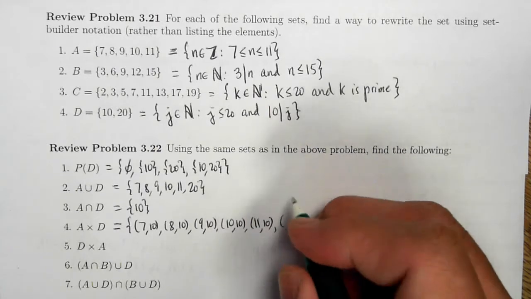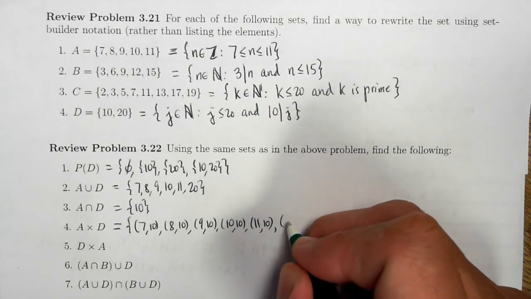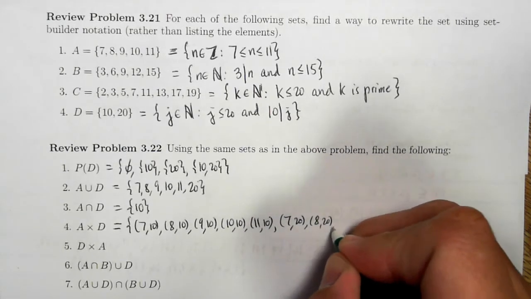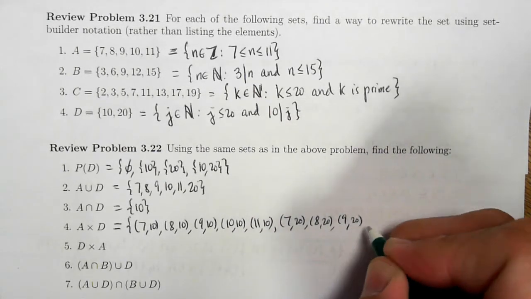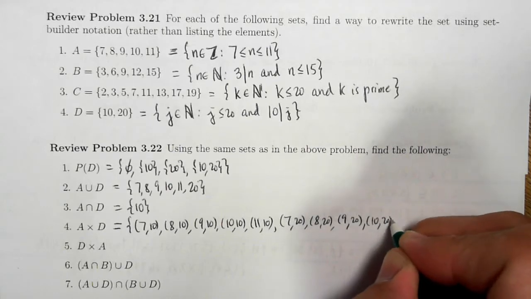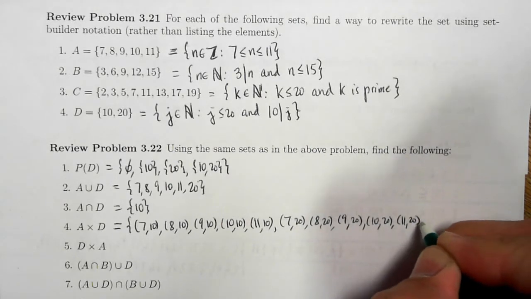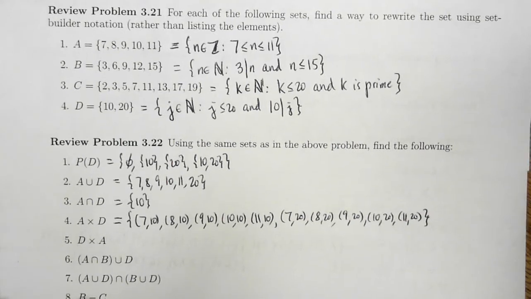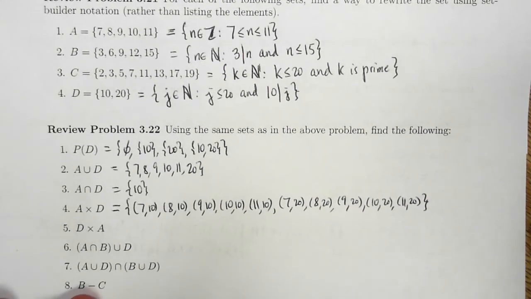Then the next ordered pairs with 20 as the second value. (7, 20), (8, 20), (9, 20), (10, 20), and (11, 20). And so this set of 10 ordered pairs would be the Cartesian product A cross D.